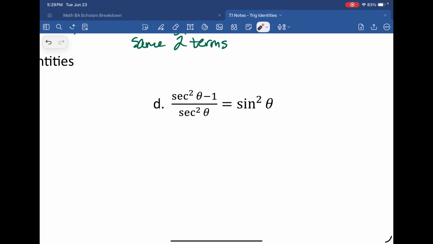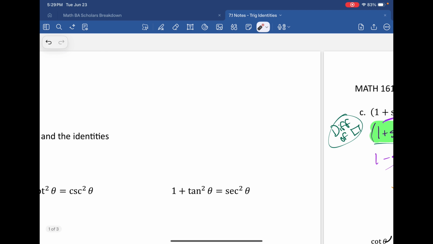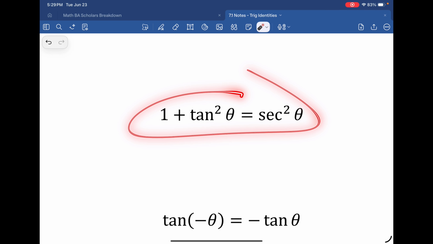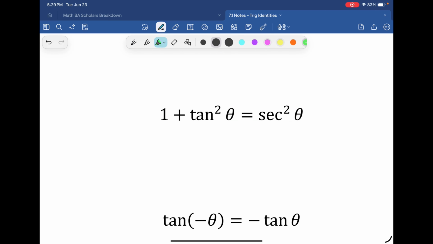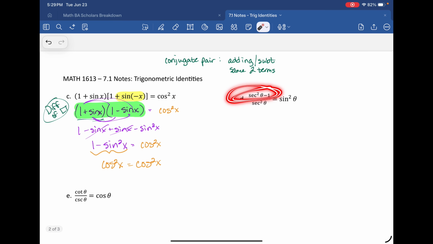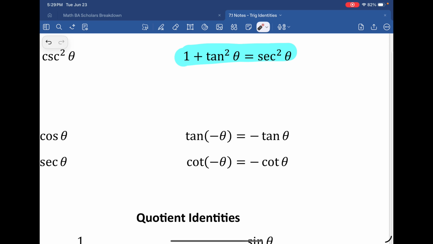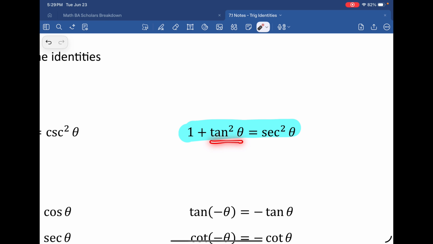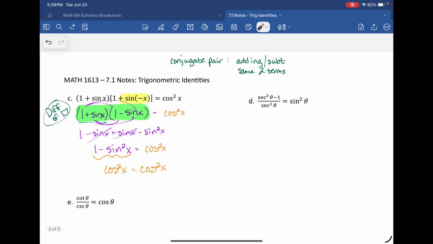Okay. We're trying to change this hot mess into sine squared. So we start with that secant squared theta minus 1. I'm going to go look at my Pythagorean identities, and I see this one. If I subtract the 1, well, that's what I have here, secant squared minus 1, which means tangent squared equals secant squared minus 1. So I'm going to change secant squared minus 1 into tangent squared.